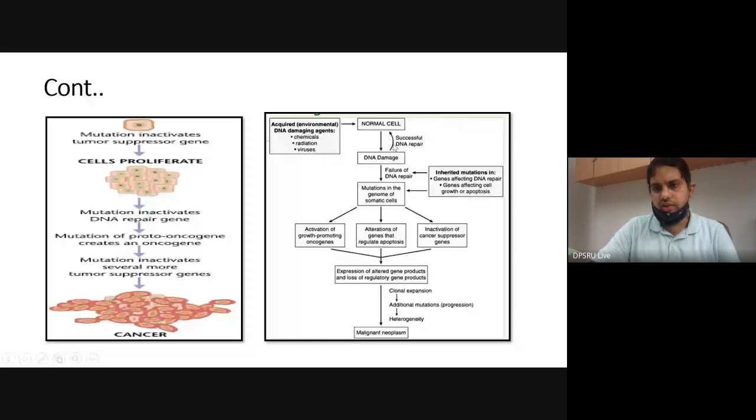So you can see there: DNA damage and failure of DNA repair, then mutation in the genome of somatic cells, and then activation of growth-promoting oncogenes and suppression of tumor suppressor genes. Alterations of genes that regulate apoptosis and inactivation of cancer suppressor genes: ultimately all these processes result in the expression of altered gene products and loss of regulatory gene products, and then clonal expansion, additional mutations, progression, and heterogeneity, and malignant neoplasm. Malignant will spread to other parts of the body, right? Inherited mutations affect genes for DNA repair and for growth and apoptosis.